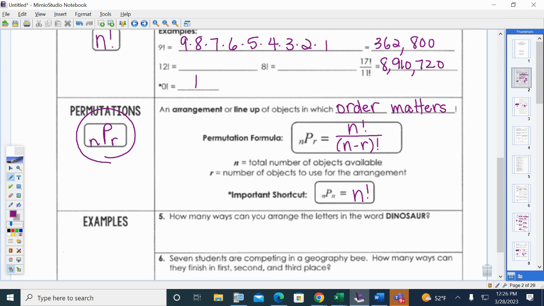There is an important shortcut here. When the number of objects that are available matches the number of objects that you are going to arrange, it's the same as n factorial.